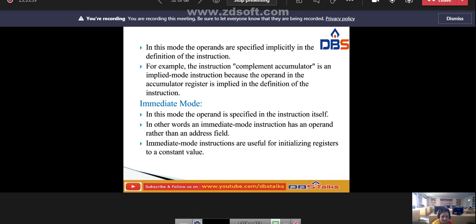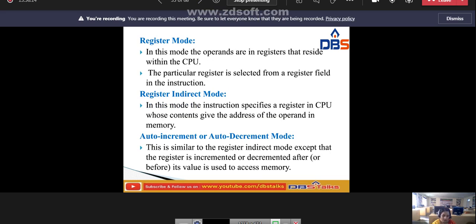The address field of an instruction may specify either a memory word or a processor register. When the address specifies a processor register, the instruction is said to be in register mode. What is meant by register mode? In this mode, the operands are in registers that reside within the CPU. The particular register is selected from a register field in the instruction. That is called the register mode.